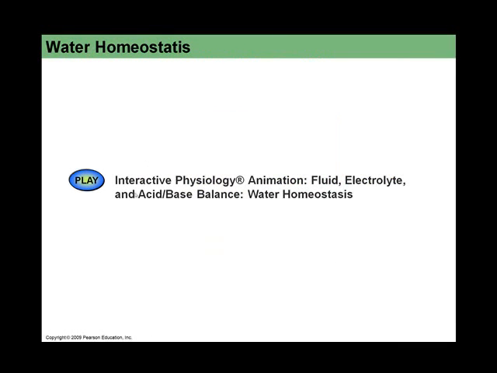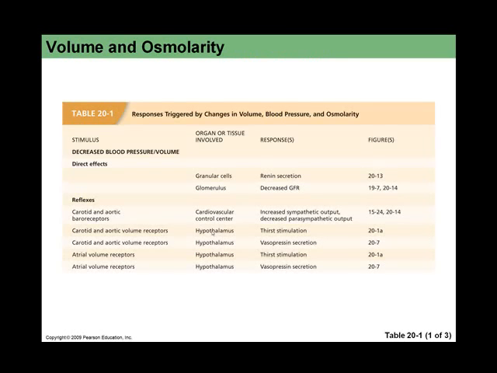So this water homeostasis can be seen in an animation if you have that slide. CD. So thinking again of volume and osmolarity, there's that tremendous interplay. So there are responses triggered by changes in volume, pressure, and osmolarity. So we can consider a stimulus as a decreased blood pressure or volume, and what would be the direct effects, and then some reflex responses to adjust to this change.